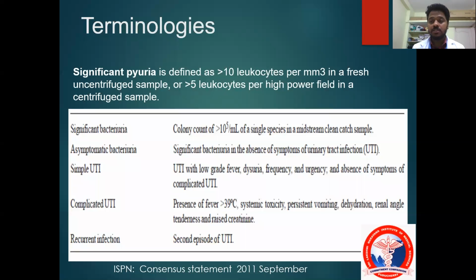So some terminologies we have to know before going into the diagnosis and treatment. Significant pyuria is defined as more than 10 leukocytes per mm³ in a fresh uncentrifuged sample. This we have to know. In an uncentrifuged sample, it is more than 10 leukocytes per mm³, whereas in a centrifuged sample, it is 5 leukocytes per high power field.